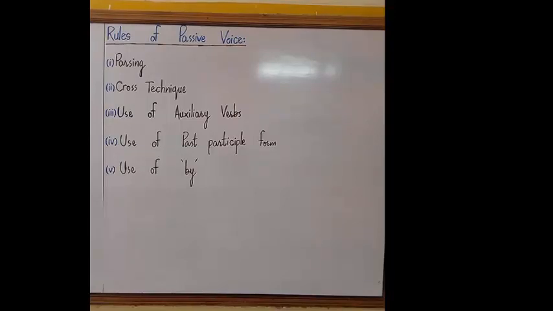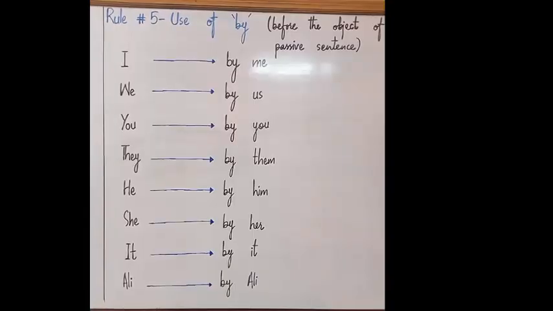Now we have the 4th rule, use of past participle form. Whatever form of verb is used in active sentence, you will always use 3rd form of verb, which means past participle form of main verb in the passive sentence. Now we are going towards 5th and the last rule, that is use of by. So my brothers, rule number 5, use of by before the object of passive sentence.